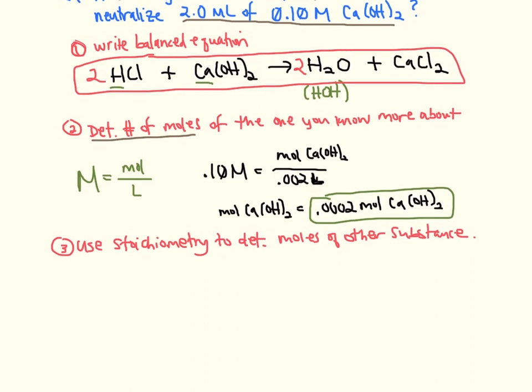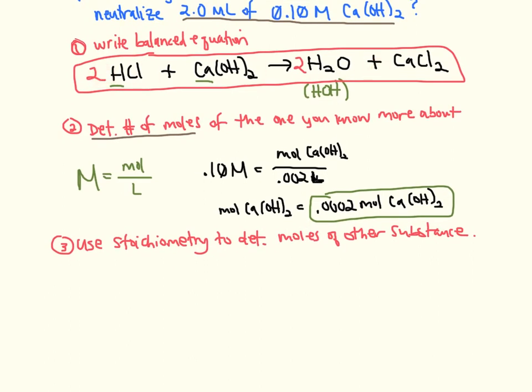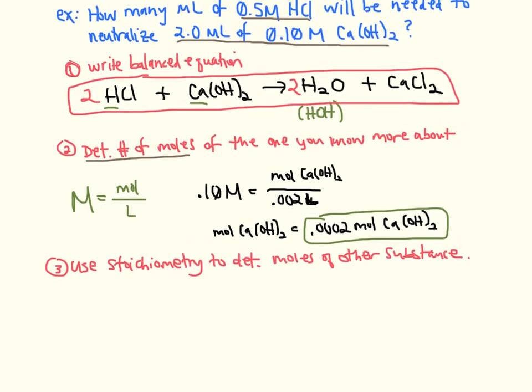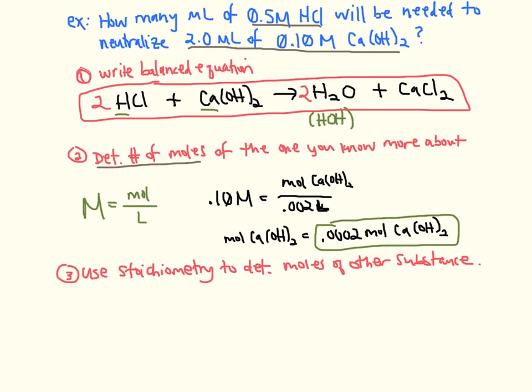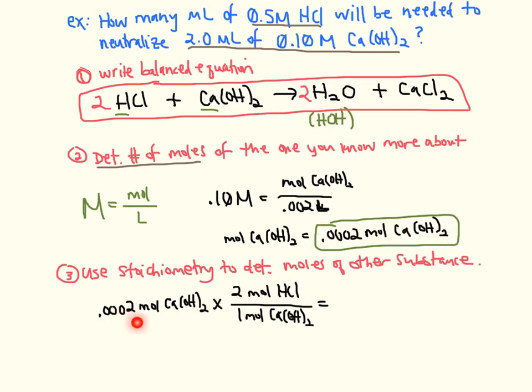Now we can just do stoichiometry. Since we know we have a balanced equation, and we know how many moles of calcium hydroxide we're putting in, we can use the mole ratio to figure out how many moles of hydrochloric acid we are neutralizing. So we'll take the moles of calcium hydroxide and our mole ratio between hydrochloric acid and calcium hydroxide. And of course, moles of calcium hydroxide would go on the bottom so that it cancels. And that will tell us that we have 0.0004 moles of hydrochloric acid that are being neutralized in this reaction.